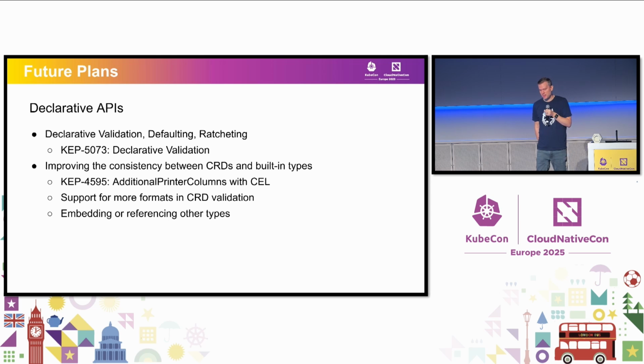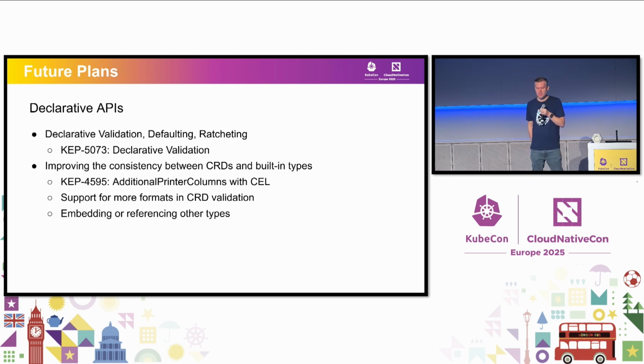And so there's more KEPs coming along like that. Additional printer columns with CEL is going to allow CRD authors to give a very specific view of their CRD when you ask for a table format back in kubectl, which has been missing for a long time. We're working to add more validation formats to CRDs, so you can say, I want to make sure this field is a valid Kubernetes resource name. Today, the only way you could do that would be to go find the regex and plug it in. So we're going to give you a named format for things like that and a bunch of other things.